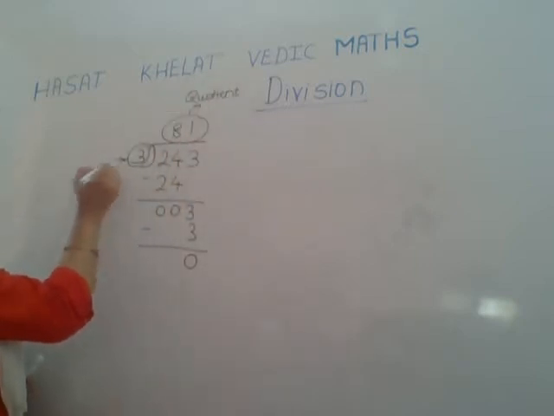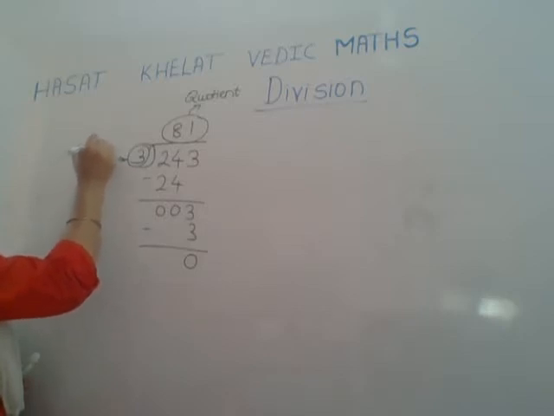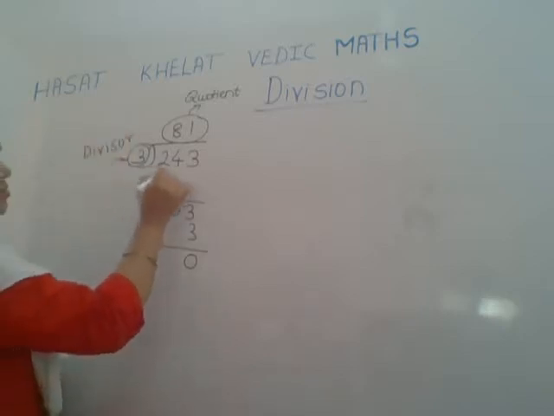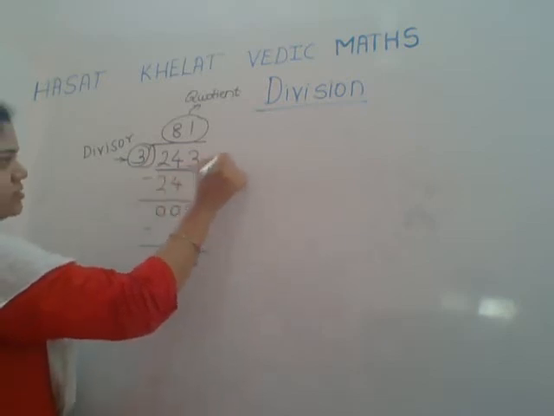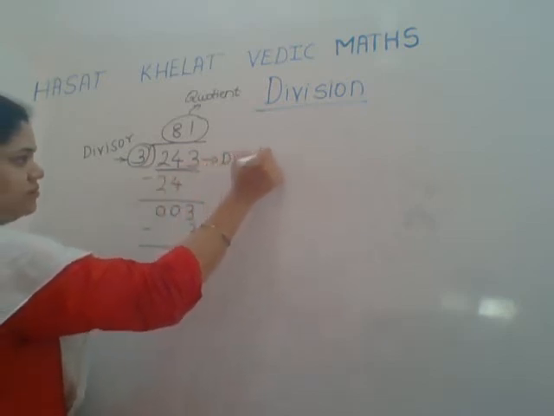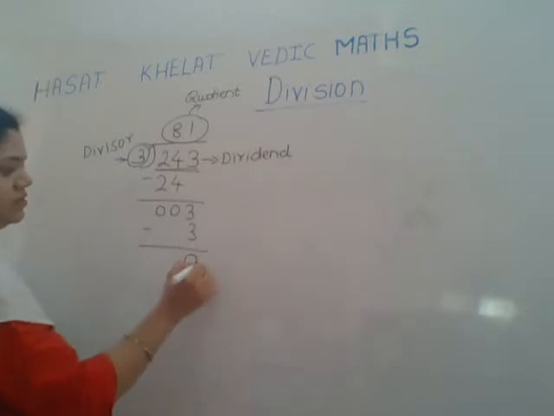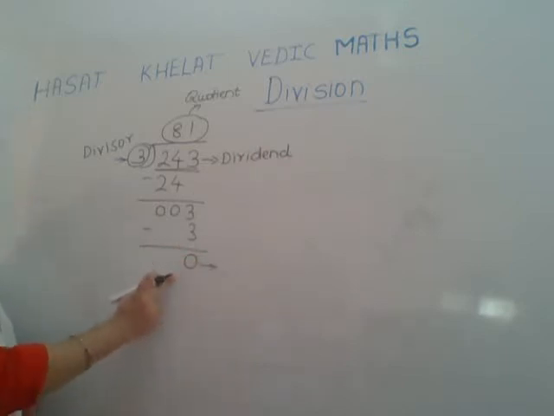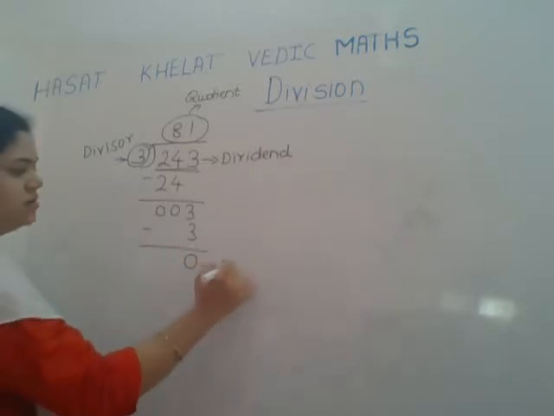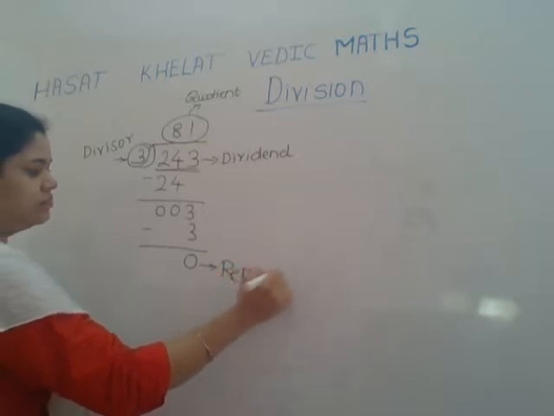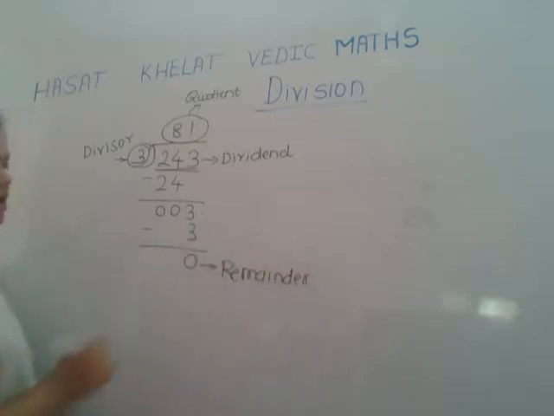This number 3 is called the divisor. This number 243 is the dividend, and this number here, what we obtain at the bottom, is the remainder. Okay, everybody is aware of this: what is a divisor, what is dividend, what is quotient, and what is remainder.